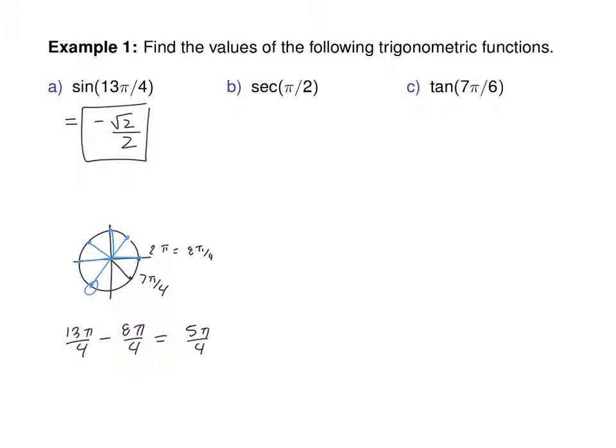Okay, secant of pi over 2. So secant is 1 over which function? 1 over cosine. And at pi over 2, what is cosine? 0. Can we do 1 over 0? No. So this is undefined.